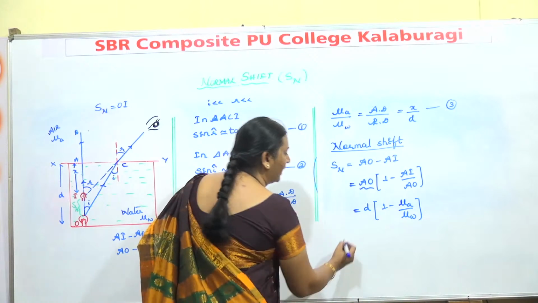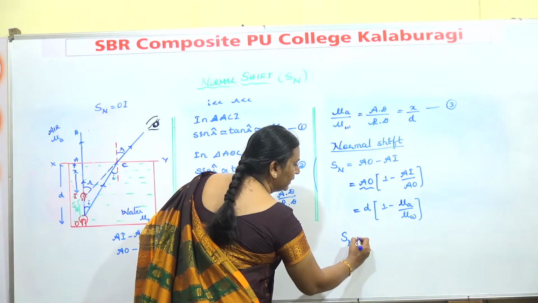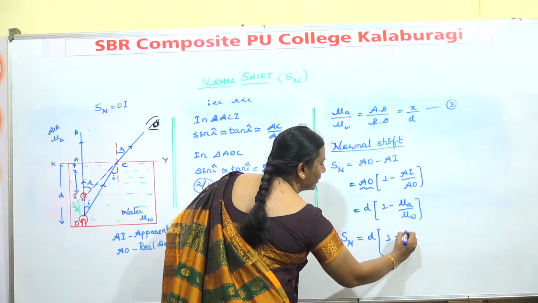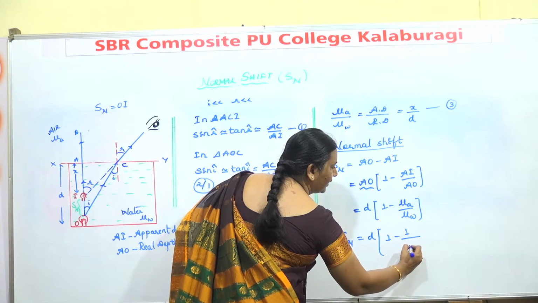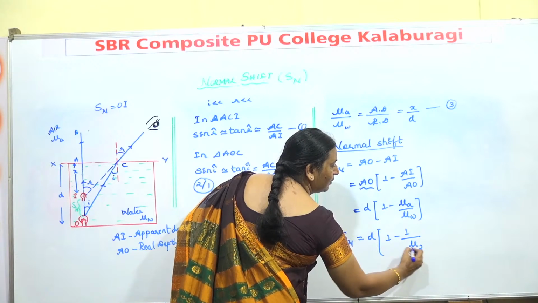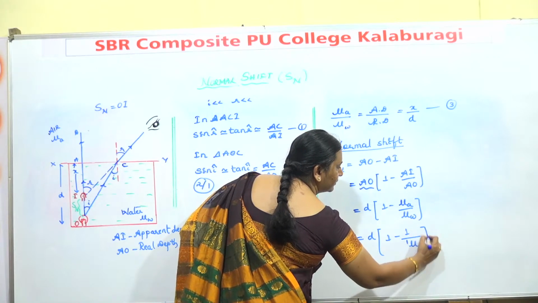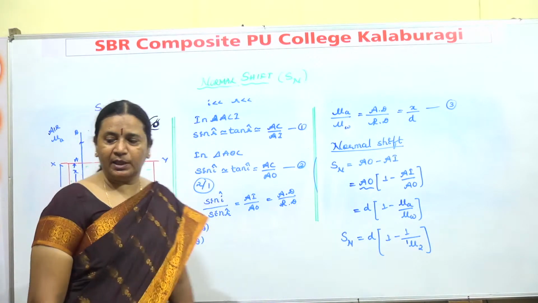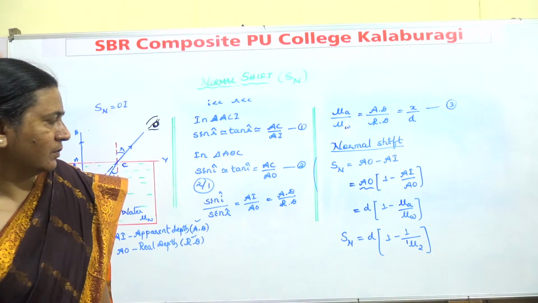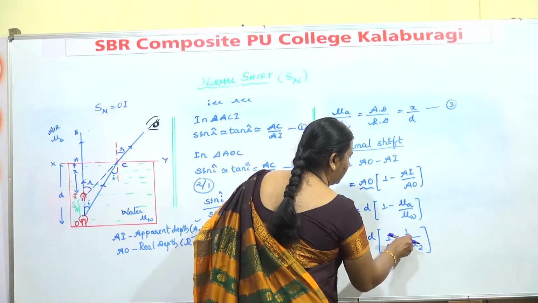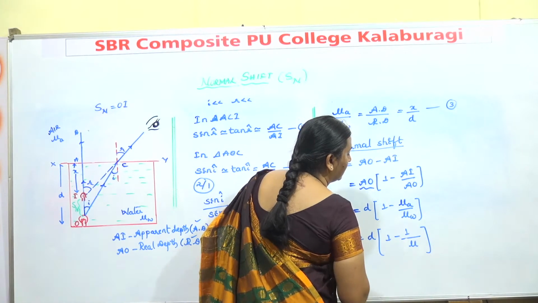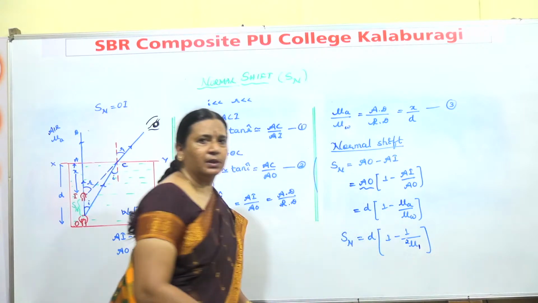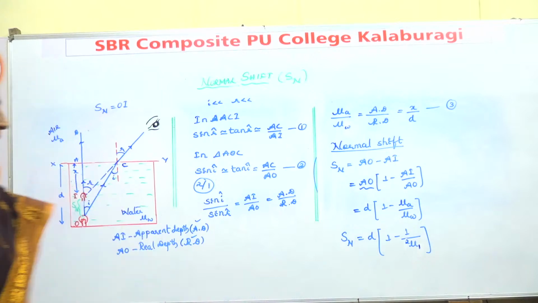Okay, or I can write finally the normal shift equal to d times (1 minus 1 divided by the refractive index of the second medium with respect to the first medium). Because if I take it, it becomes the first medium with respect to the second. Clear everyone? Hope everyone is clear, children.